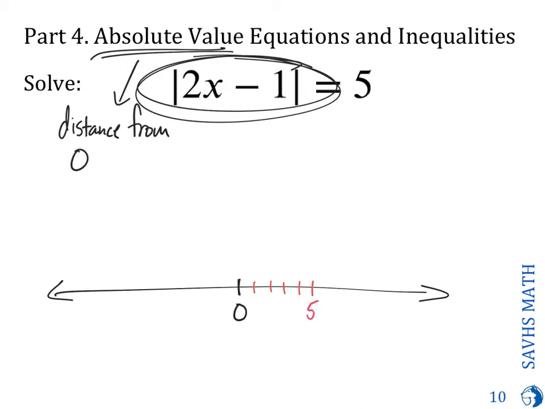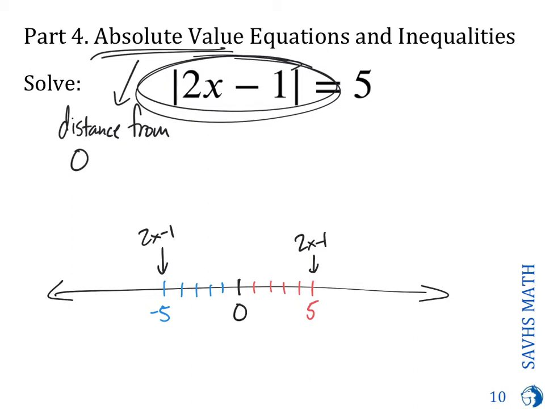But we could also go 1, 2, 3, 4, 5 units away from 0. And so what we have here is 2 things that can happen. 2x minus 1 could be there. It could also be here. And so we have two different things that are happening here. So if 2x minus 1 is 5 units away from 0, then 2x minus 1 has to be either 5 or it has to be negative 5.